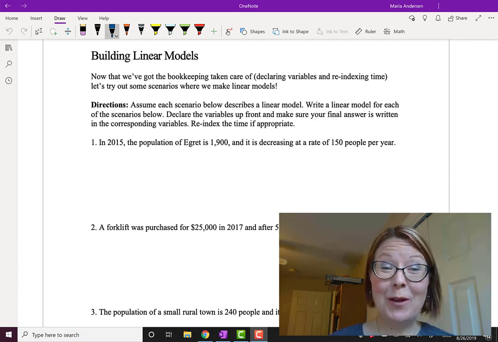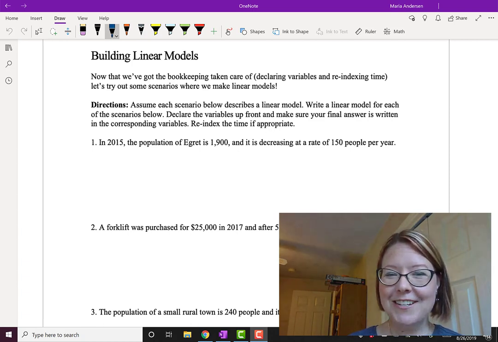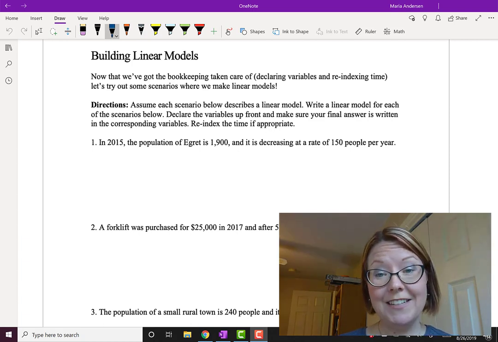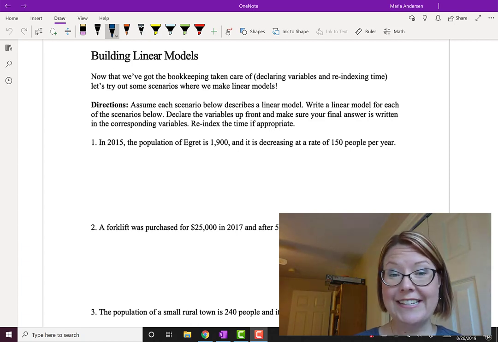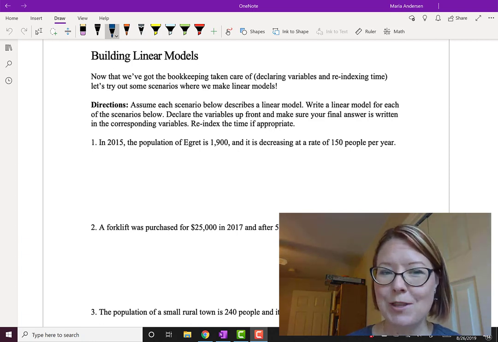In this video, we're going to look at building linear models from real-world applications or real-world scenarios. For each scenario, we're going to assume that it describes a linear model. Then we're going to declare the variables, write a linear model, and make sure the final answer is written in the corresponding variables that we declared. If we need to, we're going to re-index the time in the problem.